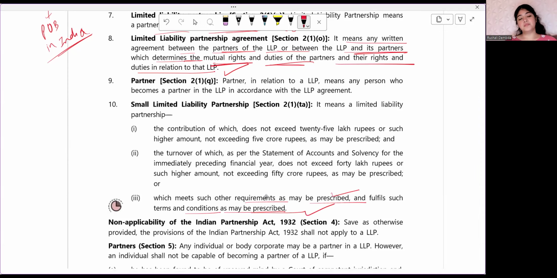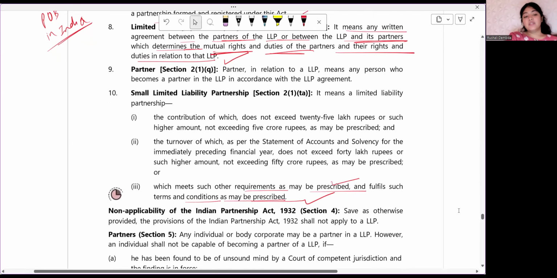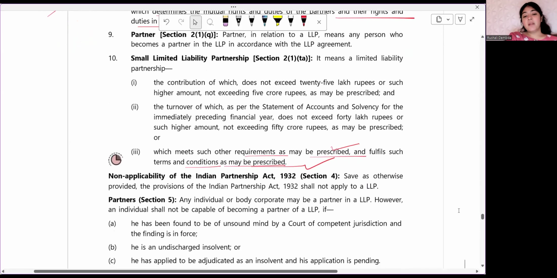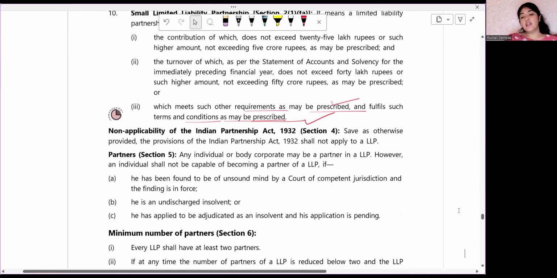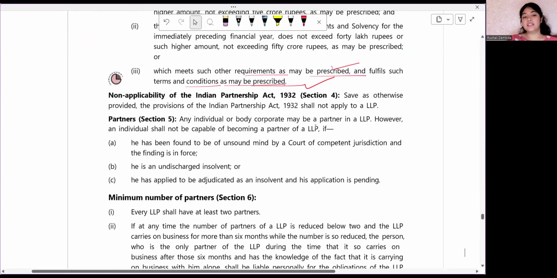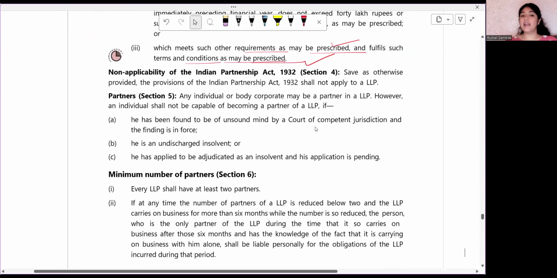Yes, ma'am. Now, we'll see why this other partnership act is not applicable. Save as otherwise provided, the provisions of Indian Partnership Act 1932 shall not apply to LLP. As it is said, otherwise provided. If it is provided in any other law, the provisions will apply. Otherwise, the application of this Indian Partnership Act provisions will not be there on LLP. LLP will not be bound by the provisions of the Indian Partnership Act 1932.